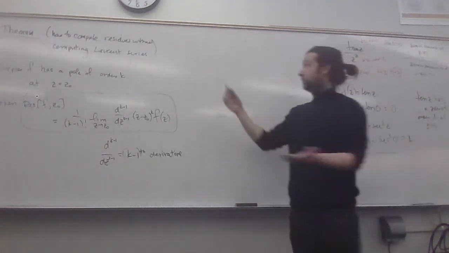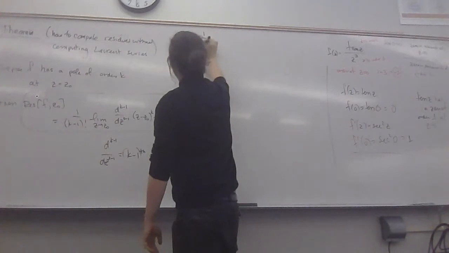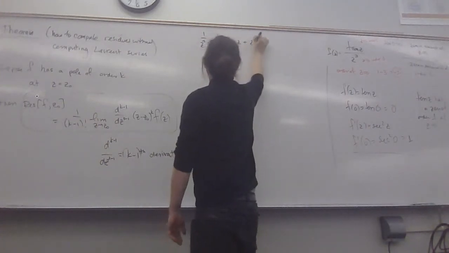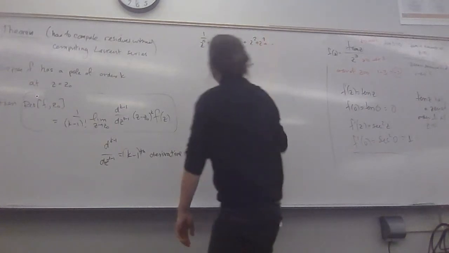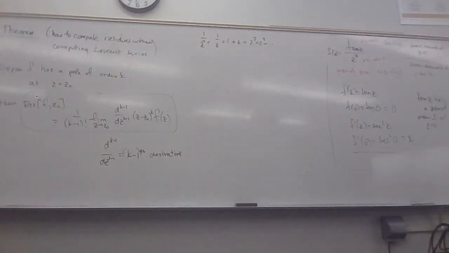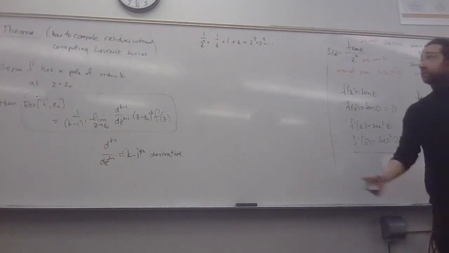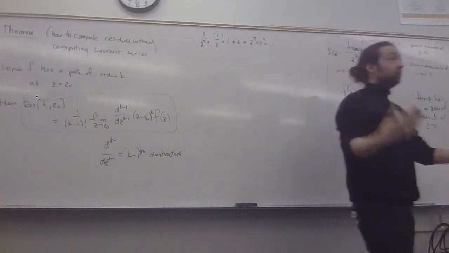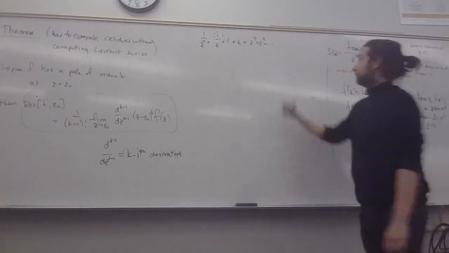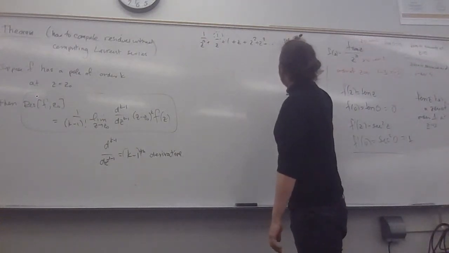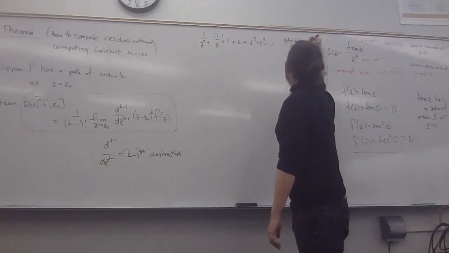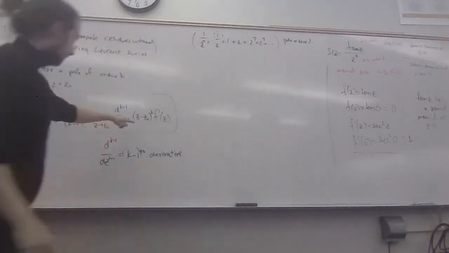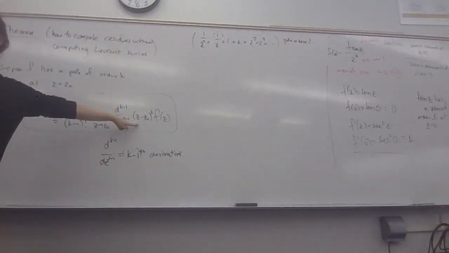So let's actually just write a Laurent series down, like 1 over z squared plus 1 over z plus 1 plus z squared plus z cubed, and so on. So this has a pole of order 2 at 0. How can I use calculus to figure out this number without actually writing the Laurent series down? Well, what does the formula say to do? If f has a pole of order 2, I'm supposed to take all of this and multiply it by z squared. That's step 1.